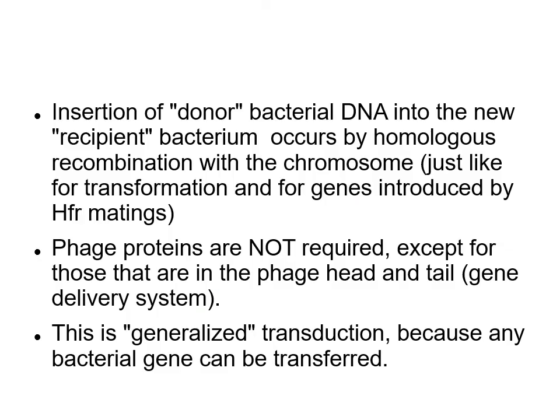So this is done by homologous recombination with the chromosome. It's exactly like recombination with donor DNA from transformation or from donor DNA introduced by Hfr. It's the same process catalyzed by cell proteins, which normally are involved in homologous recombination and repair. This process does not require phage proteins, except that you need the phage head and tail to deliver this DNA into the recipient cell. And again, this is generalized transduction because any bacterial gene can be transferred.